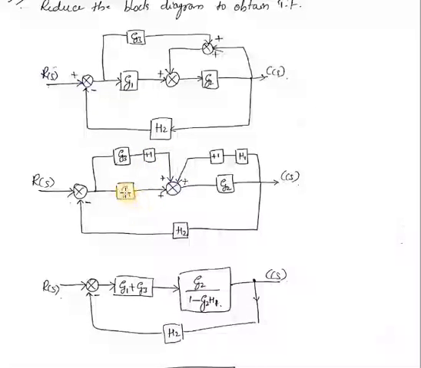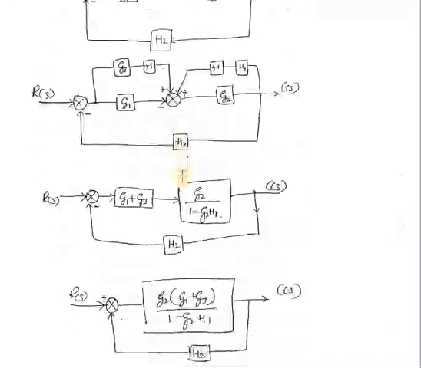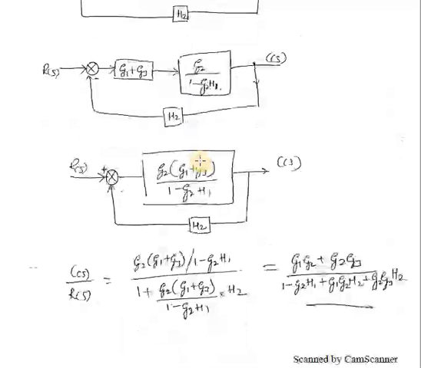Now if you check, this G1 and this G3 are in parallel combination. They are not forming the canonical loop here because both are in the forward path. But this G2 and H1 are in canonical form. So write that combination, parallel and canonical: G1 plus G3 and this block G2 divided by 1 minus G2 into H1. Here I have taken it as minus because it is fed with a plus sign. Now these two are in series, so write the product as the transfer function G2 into G1 plus G3 divided by 1 minus G2 into H1, and it is forming the canonical loop with this H2.